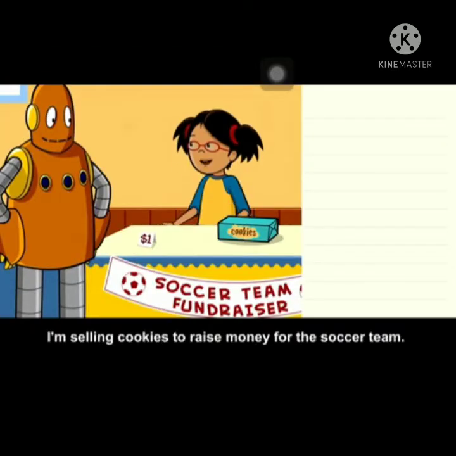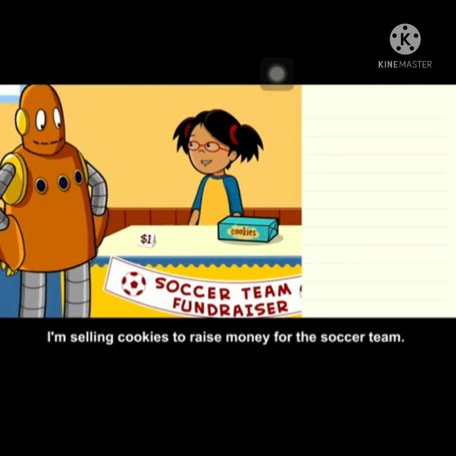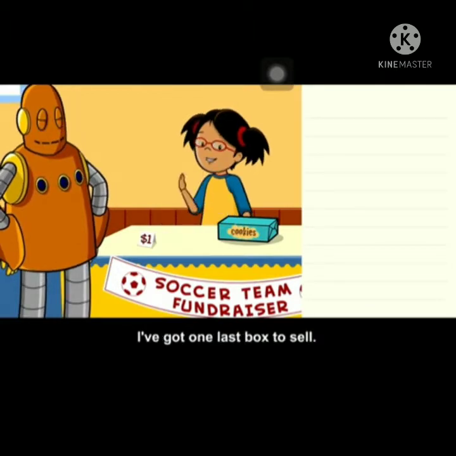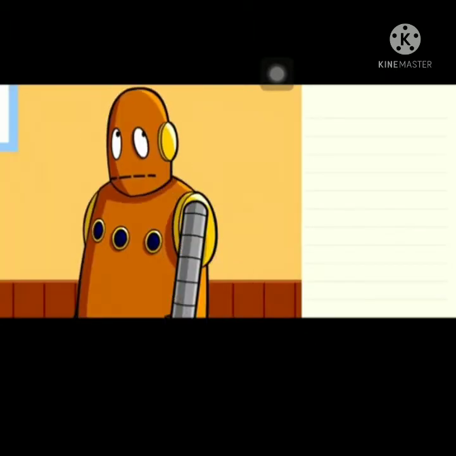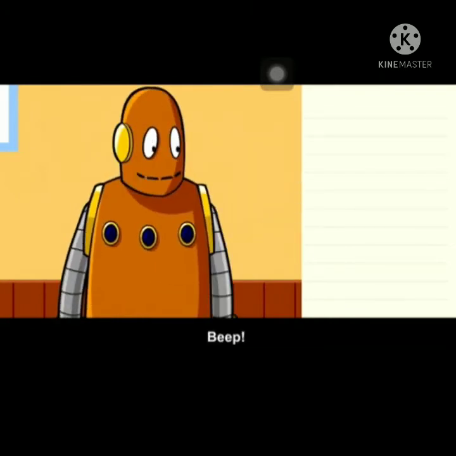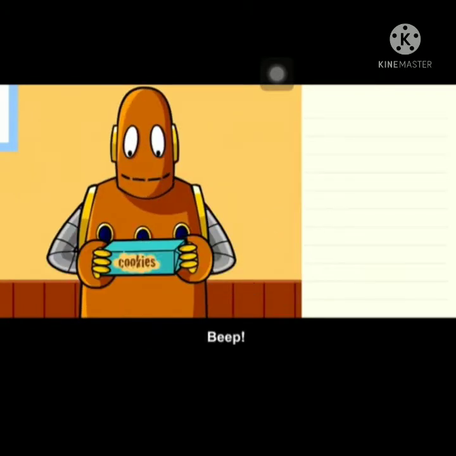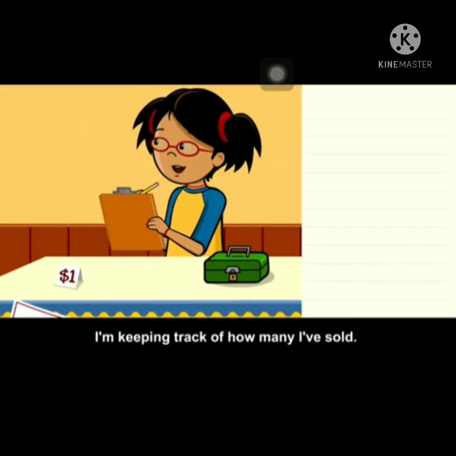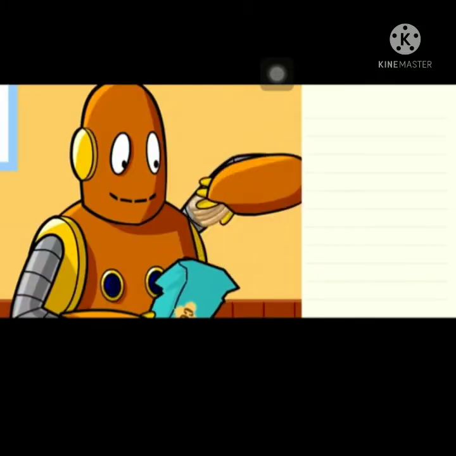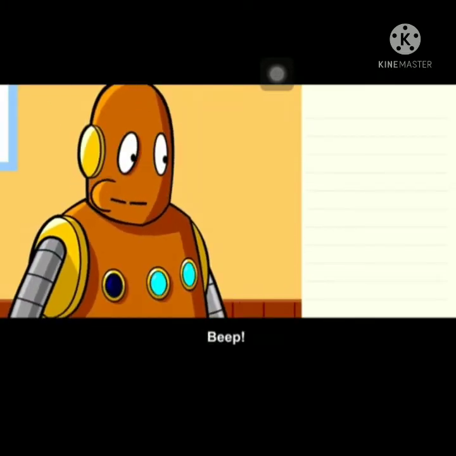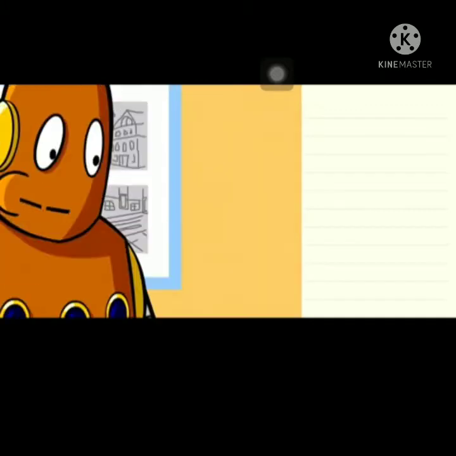I'm selling cookies to raise money for the soccer team. I've got one last box to sell. I'm keeping track of how many I've sold. I made a line graph.